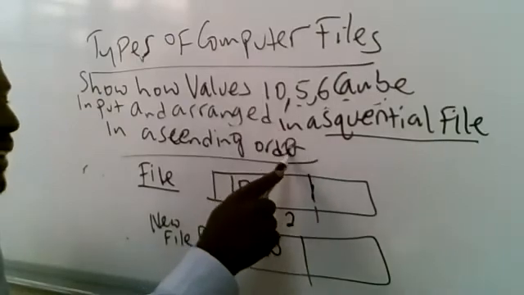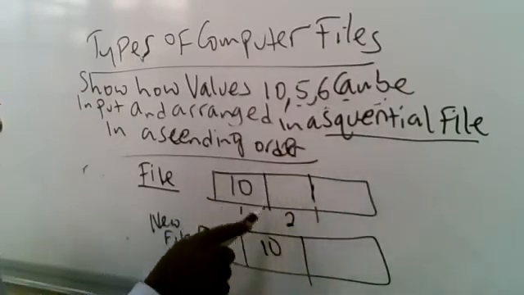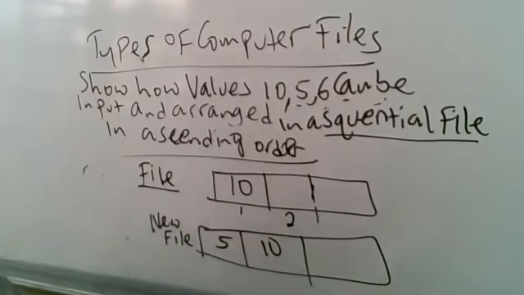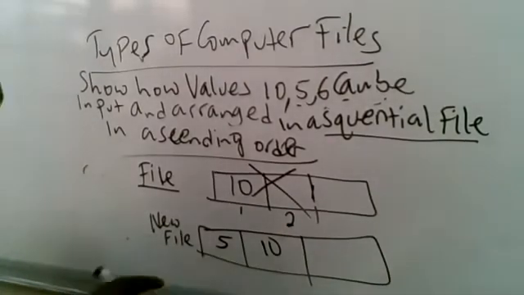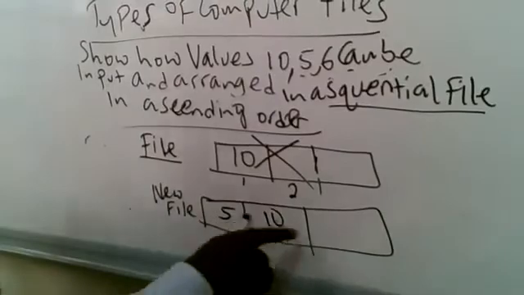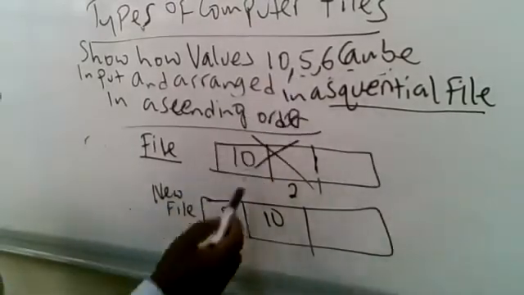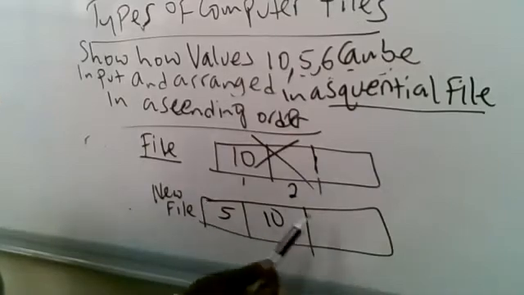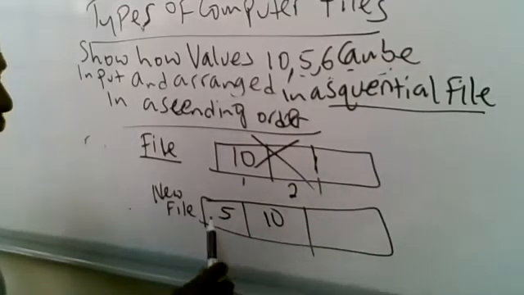Another item is 6. 6 is trying to join this file. Now when 6 comes, this time our file is obviously different. This one here will be discarded because we got the new file. So the new file the computer is using is this one. To add 6 to this file, the computer will compare 6 to all these values in this file, beginning from the first one.